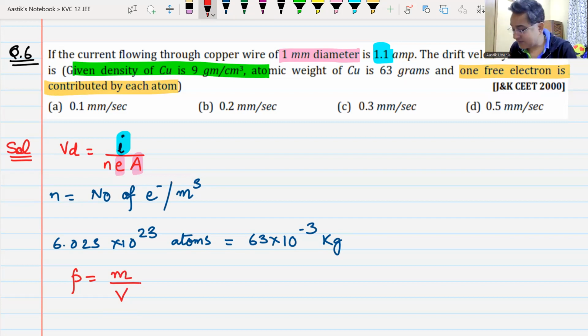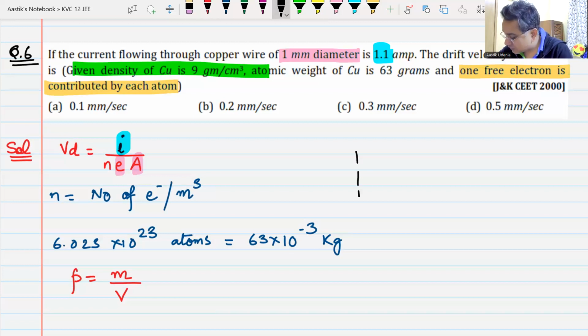Using these two things, I have to find out the value of N. How will I find the value of N? From here. N is the number of atoms in 1 meter cube. We have to relate density with the mass of atoms and the atomic mass.